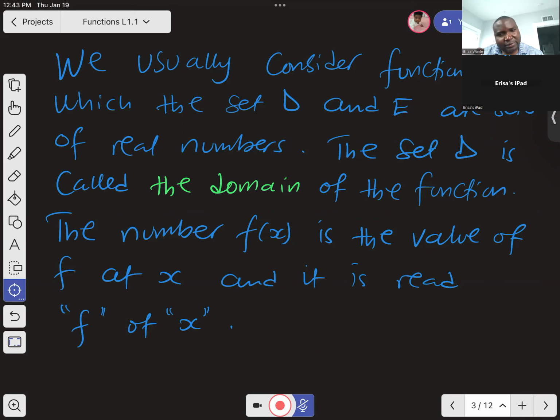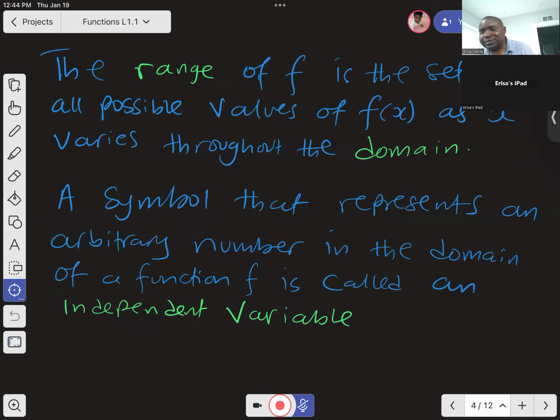We want to see if you have an element in D, and then a function acts on it and it gives us an element in E, do we have a function or do we not have a function? Because there are two situations. We'll be discussing this. So the set D is called the domain of the function, okay? The number f of x is the value of f at x and is read as f of x. You don't read it as f times x, no, it is f of x. Okay, this is just an introduction.